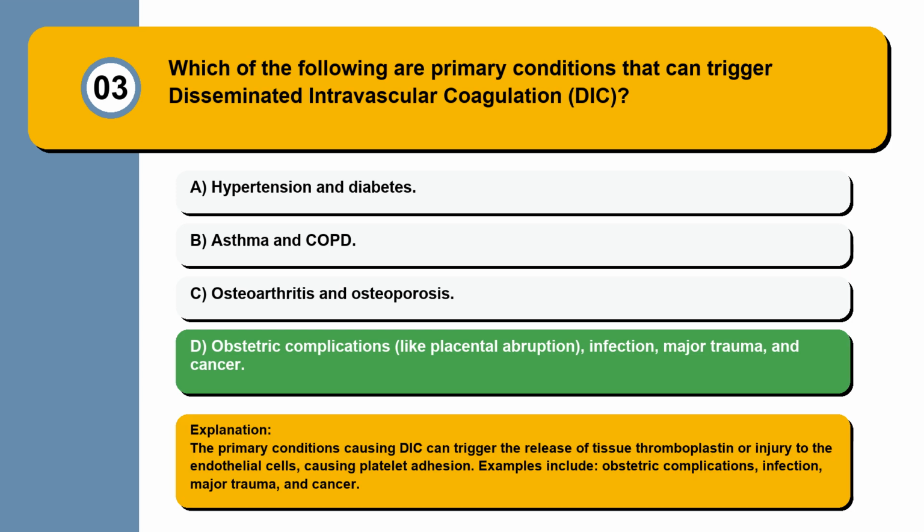The primary conditions causing DIC can trigger the release of tissue thromboplastin or injury to the endothelial cells, causing platelet adhesion. Examples include obstetric complications, infection, major trauma, and cancer.